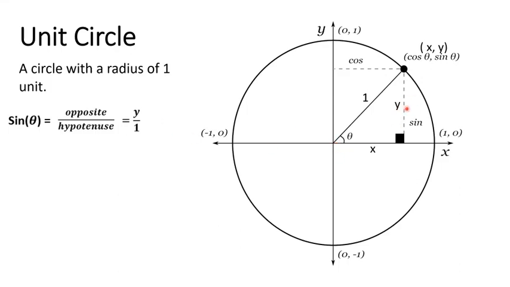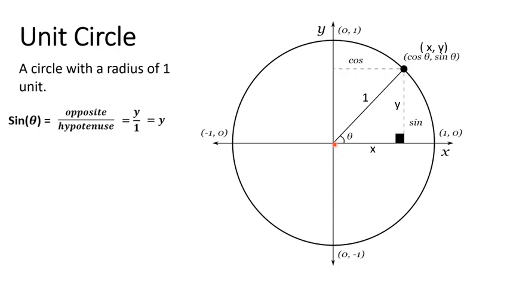The opposite is y, the hypotenuse is 1. That's why we have y over 1. And if we simplify y over 1, that is equal to y. That is the reason why our sine theta is equal to y. That is here in the trigonometric function. Now let's proceed to cosine theta.